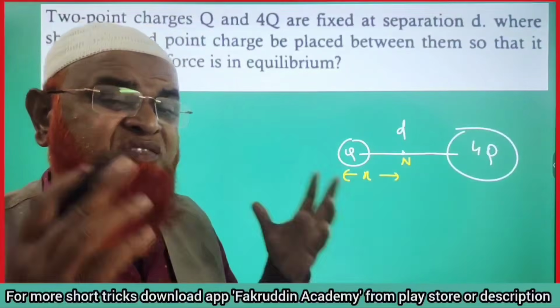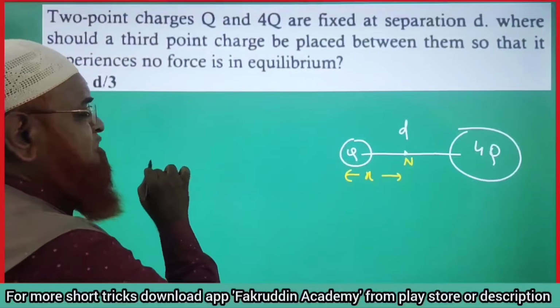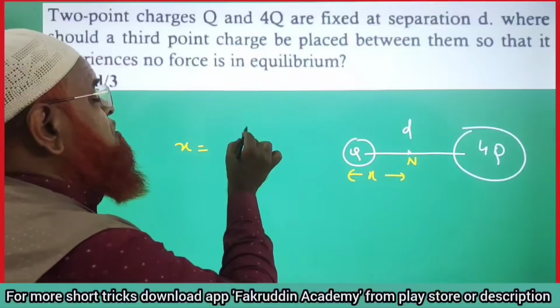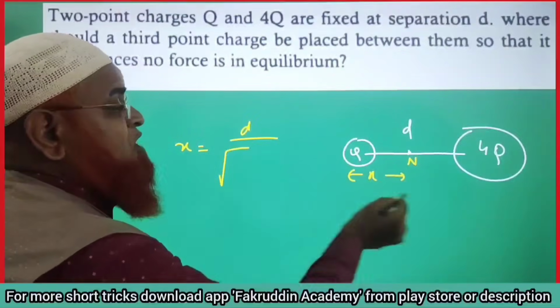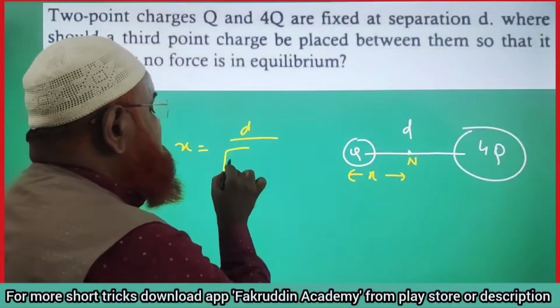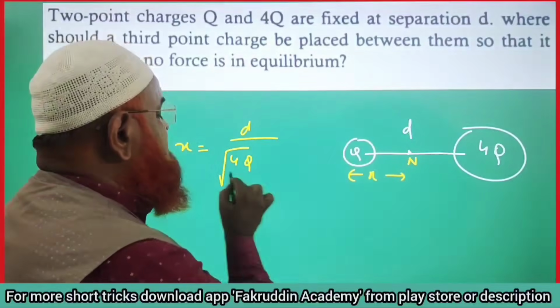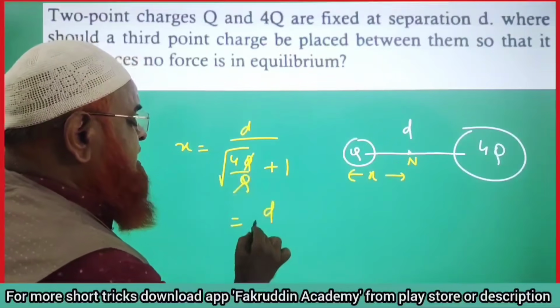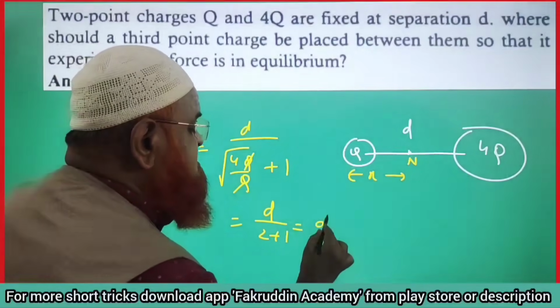How are you going to find out? The same formula you have to use. What is that formula? The distance of the neutral point from the smaller charge is x is equal to d by square root of q2 by q1, plus 1. q2 is nothing but 4q, q1 is nothing but q, and plus 1. q gets cancelled. d by 2 plus 1, that is d by 3.